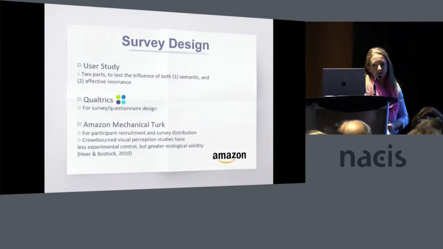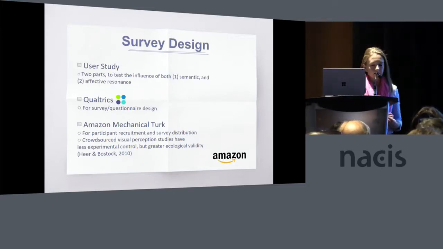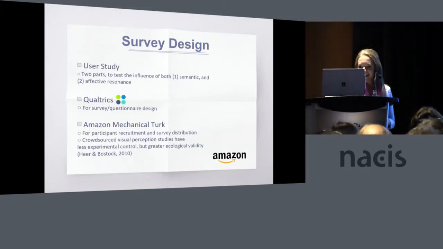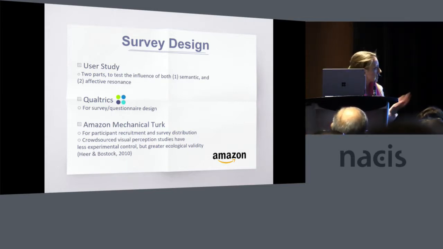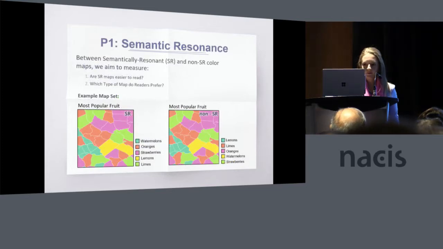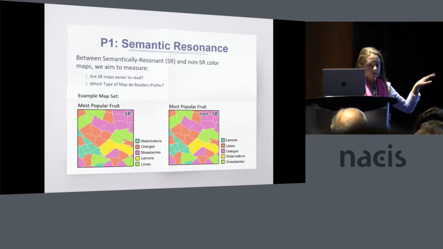I'll be conducting a two-part user study using Qualtrics and Mechanical Turk. Mechanical Turk is really gaining ground. I actually heard two talks this morning that used it, so I learned a lot from that. Essentially, we're using Qualtrics to do the survey and questionnaire design, and Mechanical Turk is for participant recruitment and survey distribution. So in part 1, I'm going to focus on semantic resonance, and the goal is to measure whether SR maps are easier to read and which type of maps readers prefer.